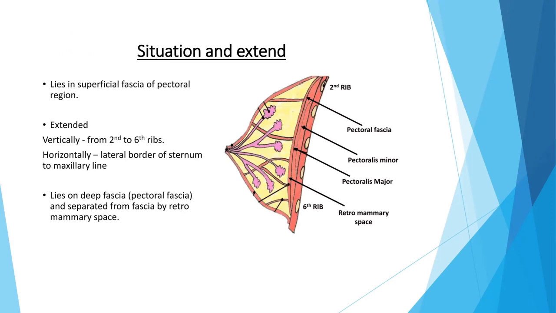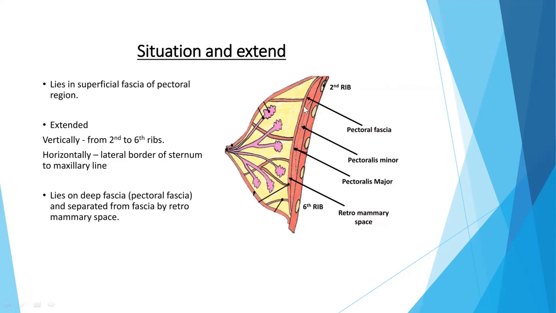Now, this is about the breast anatomy. So it lies in the superficial fascia of the pectoral region and extends vertically from the second to sixth ribs, horizontally from the lateral border of the sternum to the midaxillary line. It lies on the deep fascia, also called the pectoral fascia, and is separated from the fascia by the retromammary space. So here you can see this is the second rib, this is the sixth rib, so it extends from the second rib to the sixth rib.